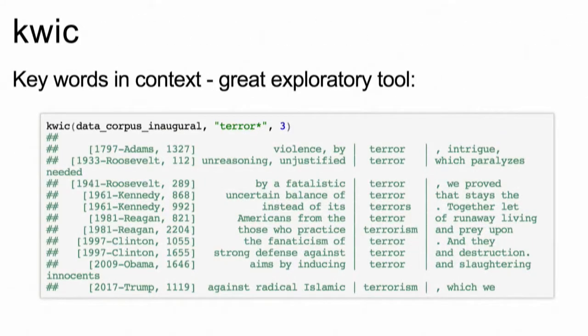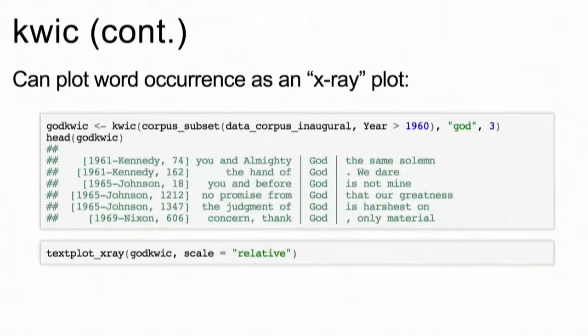Just to show you very quickly, this is a great exploratory tool, by the way. It's called kwic. We construct a kwic object by giving it a search term. In this case, I looked for the word terror in the built-in data object of the inaugural speeches of US presidents. I get to see the context of terror. If I take the result of this object and use textplot_xray, which is down here, actually I'm going to do this for the word God. So how many US presidents use the word God?